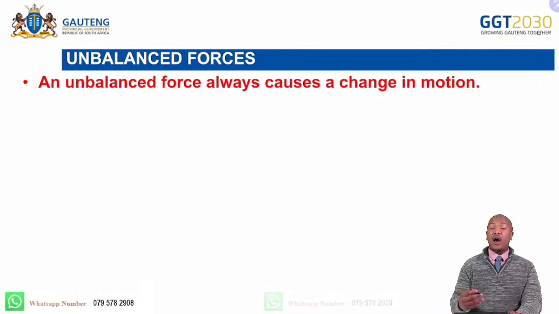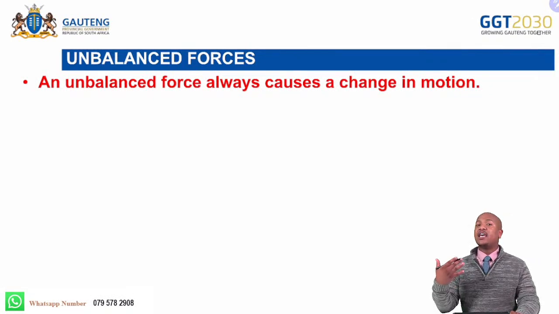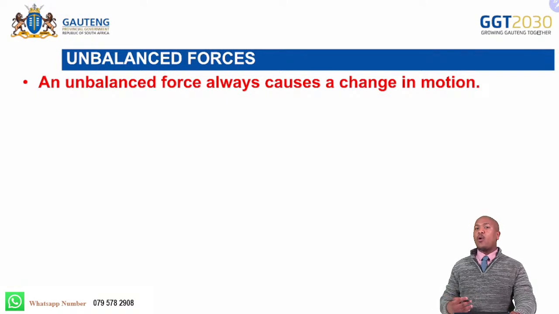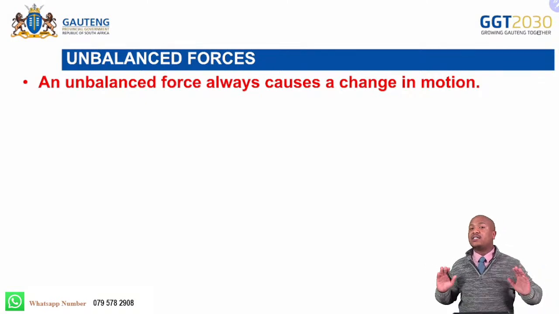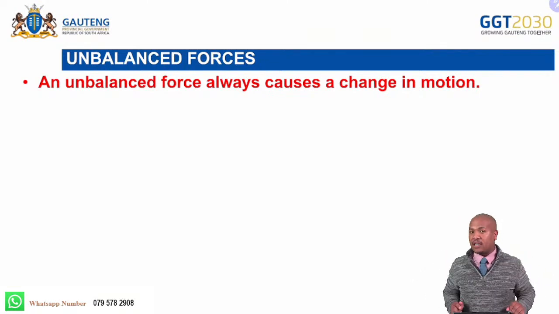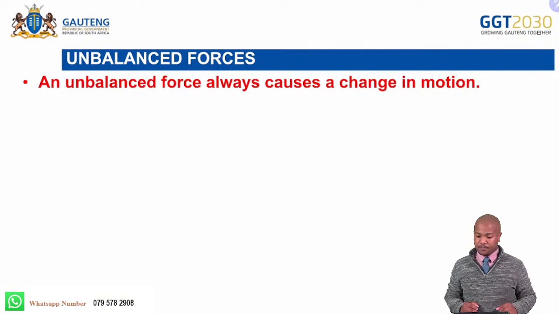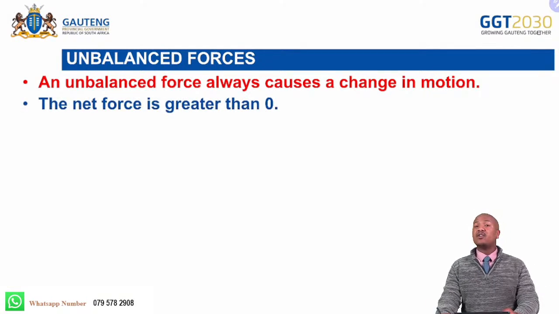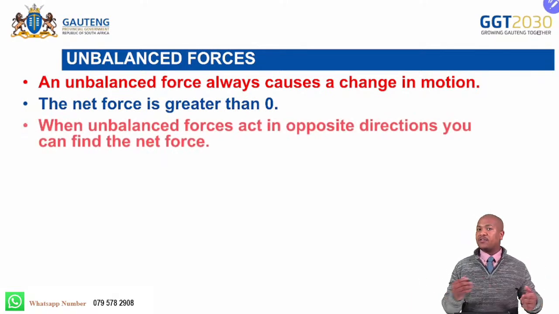So we said that unbalanced forces always cause a change in motion, right? When a force is applied and it is of a greater mass or greater force than the other force, it's able to change its direction. It can stop its movement. It can also change its shape, but we'll talk more about that. So now, the net force is greater than 0 because there is movement, either to the right-hand side or to the left-hand side.